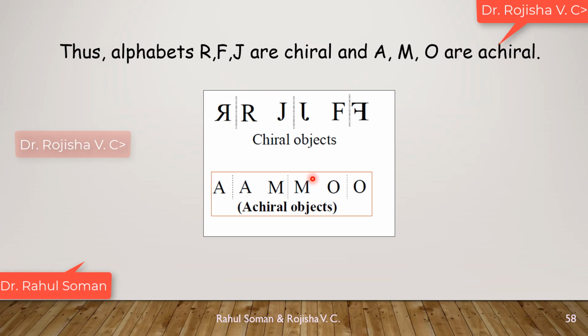Then I have a doubt: what makes this molecule or object achiral, and what makes it chiral? What may be the reason, madam? It is the symmetry present in the molecule.